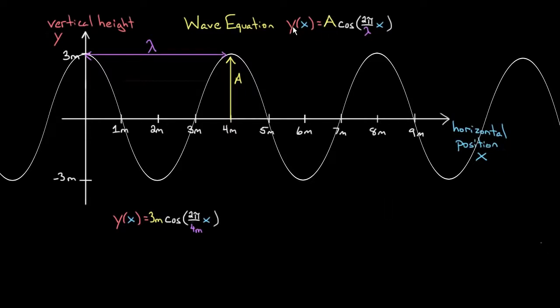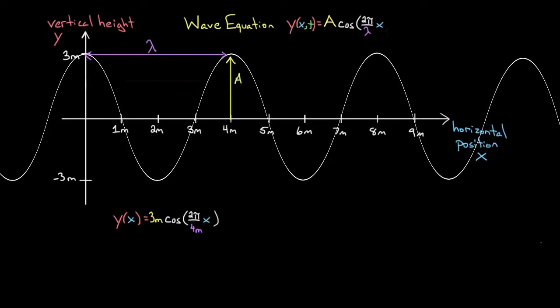What I really need is a wave equation that's not only a function of x, but also a function of time. So this function up here has to not just be a function of x, it's got to also be a function of time, so that I can plug in any time and any position, and it would tell me what the value of the height of the wave is. So how do I get the time dependence in here?